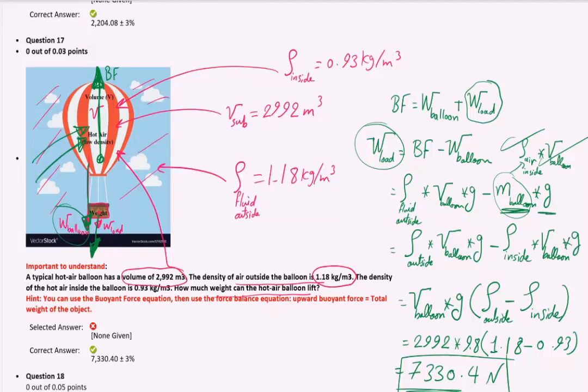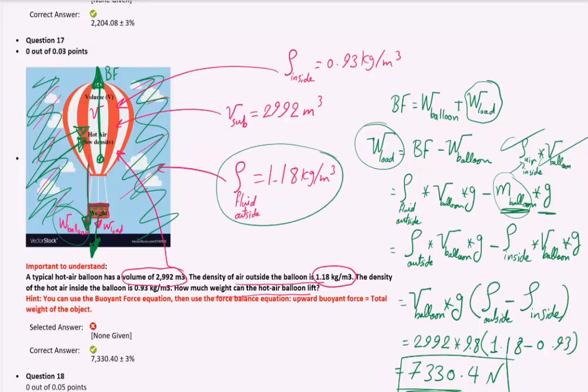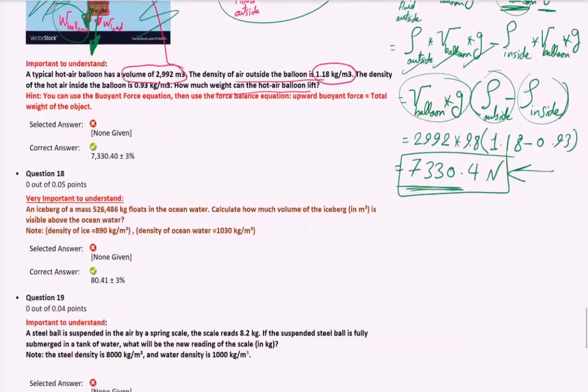So this is the mass of the balloon times gravity. And the buoyant force always is the density of the outside fluid, which is here also air. Okay? So the density of the air outside times the volume of the submerged object. The submerged volume here is the volume of the balloon, the same. Okay? Times gravity. So this one times this one times this one. Then I took a common factor, volume times gravity. The leftover is rho outside minus rho inside. Then I substituted to find the weight of the load.